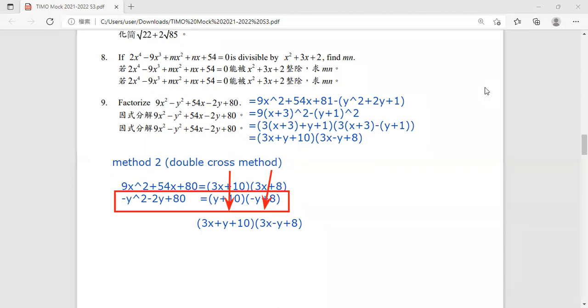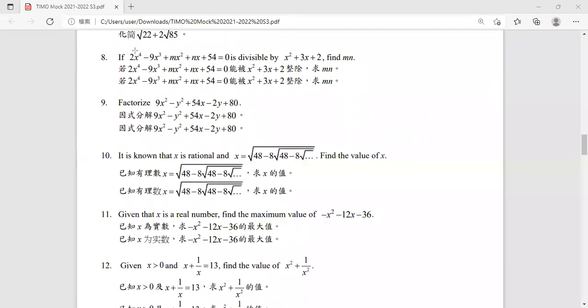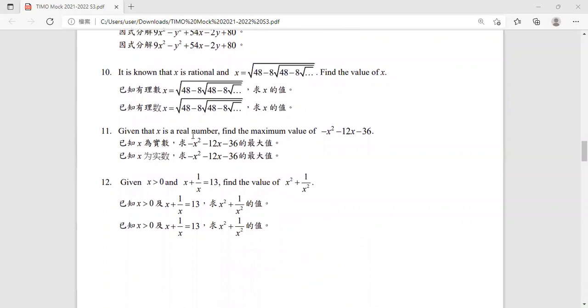Is this method too difficult for you? Does this make sense? Okay, good, very good. Okay, question 10.